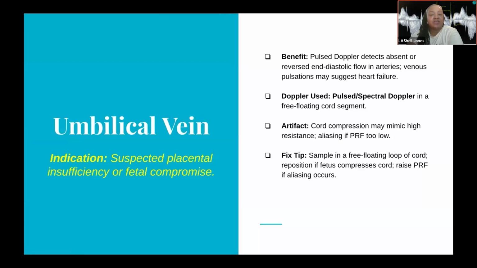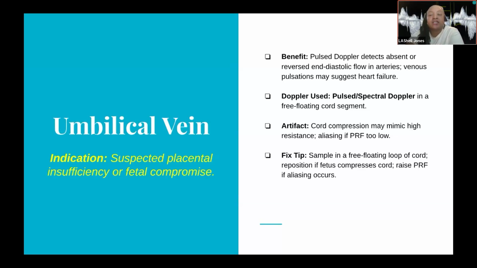All right, so let's get into the umbilical vein. We have to assess the umbilical cord as well during our fetal echoes. We're going to just focus on the umbilical vein for this particular setting. And so the umbilical vein is assessed to suspect placental insufficiency or fetal compromise.